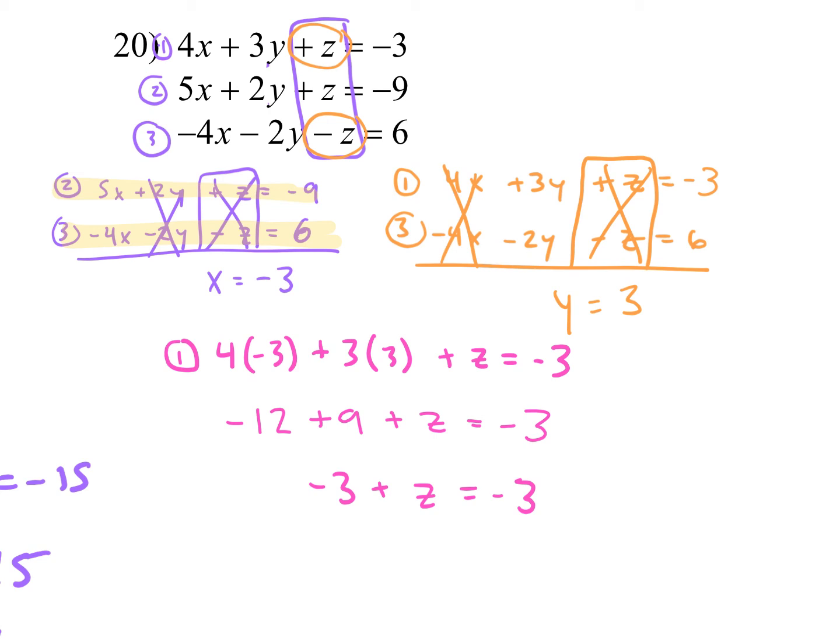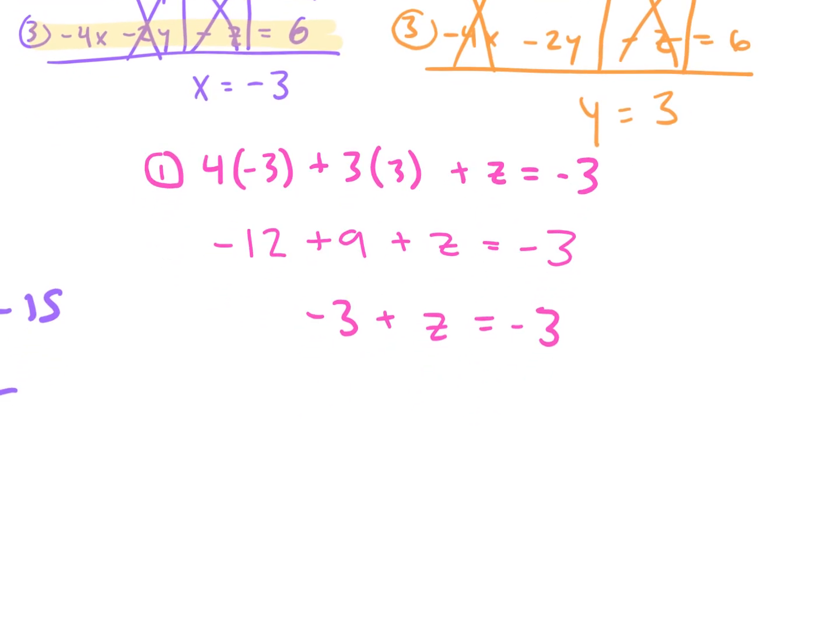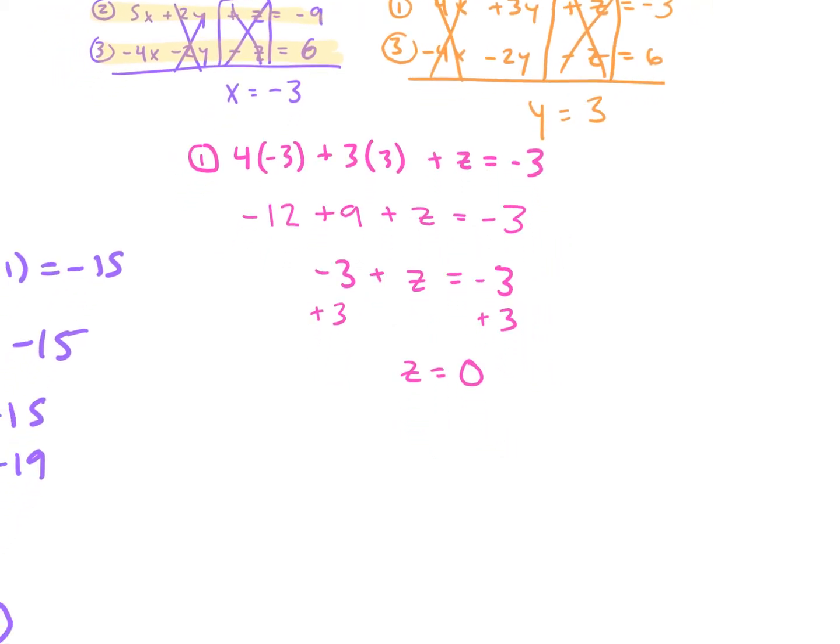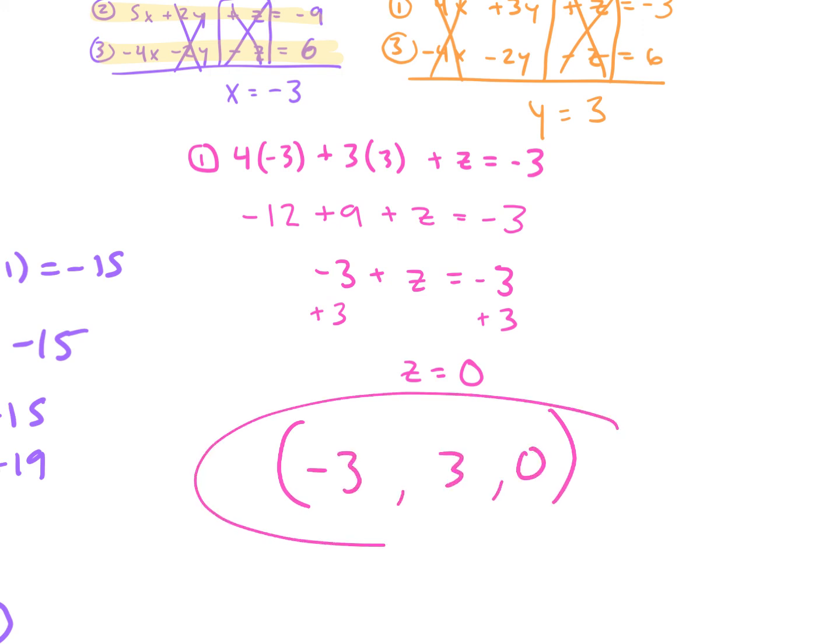Negative 12 plus 9 is negative 3. So negative 3 plus z is equal to negative 3. What do I have to do next? You add 3. So z is equal to 0. How do I write my answer? X, Y, z: negative 3, 3, 0.